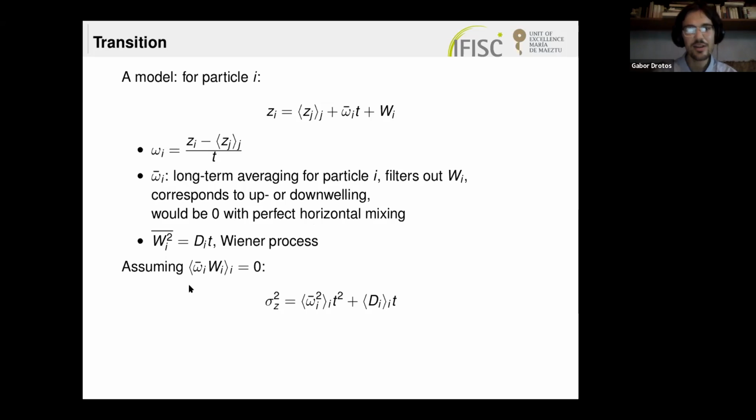And then if we assume furthermore that the two additive terms are uncorrelated over different particles, then the time evolution of the variance is the sum of a ballistic and a linear term. So when these two terms are equal, that approximately gives the transition between a normal diffusive and the ballistic regime, the time of this transition.